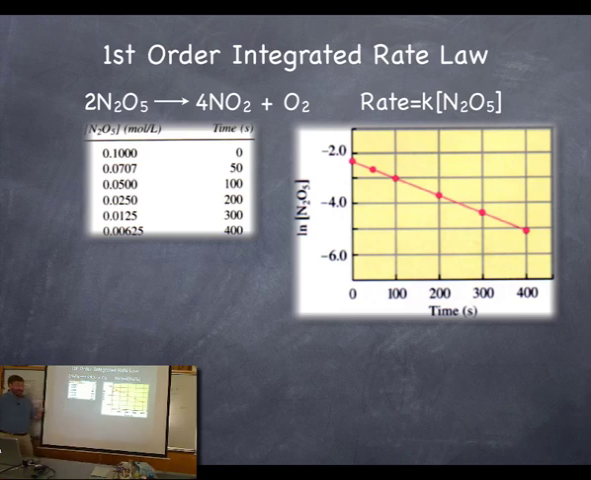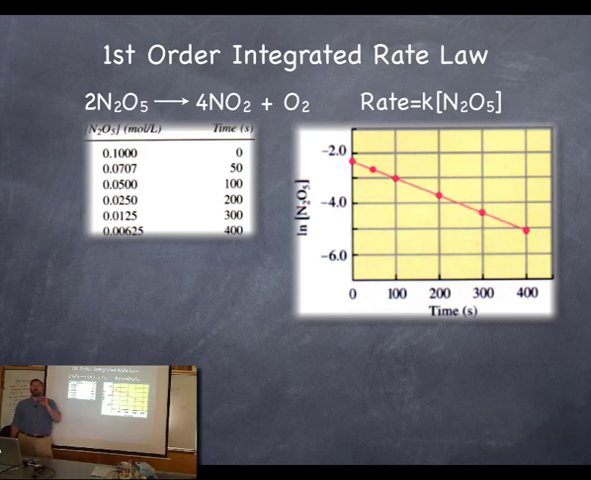So that's only for first order. For a first order reaction, for a first order rate law, a graph of natural log of concentration versus time gives you a straight line. How many people have heard of natural logs before? Okay, so a handful of you.